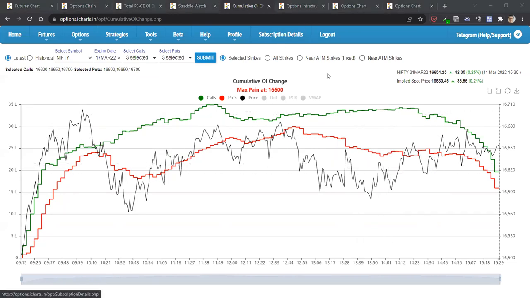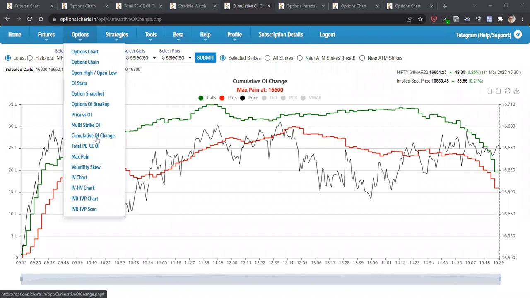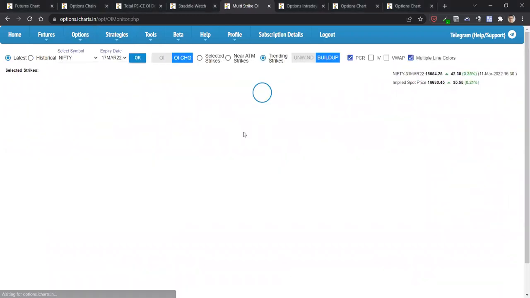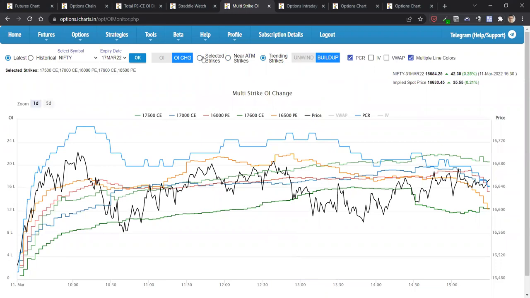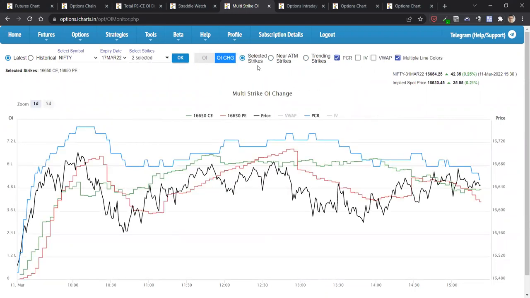I was looking for an individual strike OI change. This I am looking at from the cumulative OI change. Yeah, then you already know only multiple strikes is there. Again, here you can selectively choose only selected strikes. Okay, I'll try this next week.